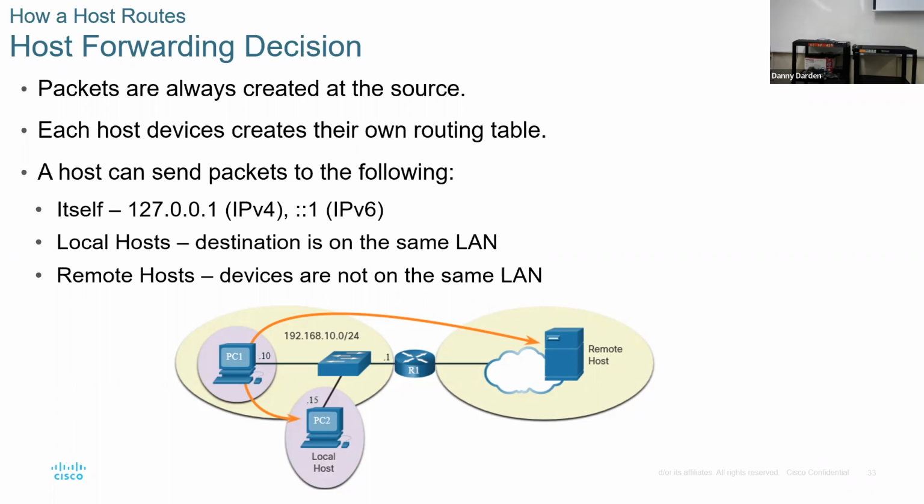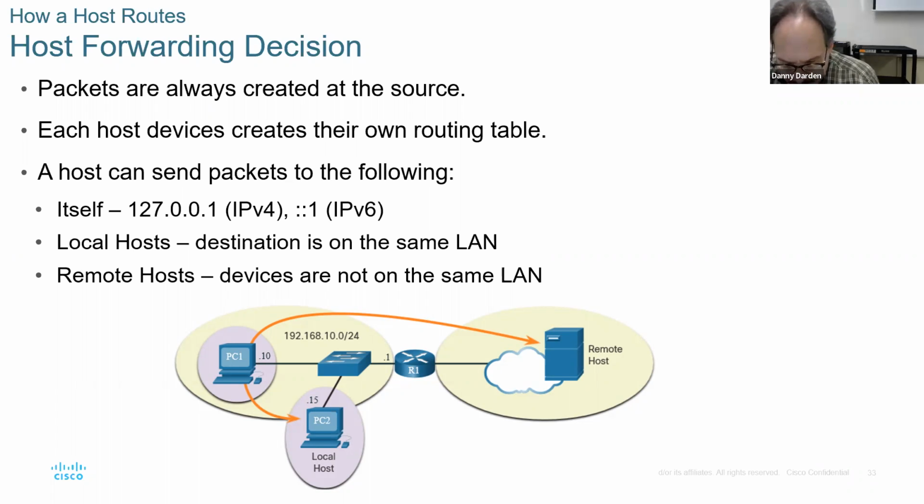But this is after layer 2. So we've already stripped the layer 2 header away. All the layer 2 information doesn't matter. What's inside is still that broadcast packet. And this is an interesting thing. Each host device creates their own routing table.